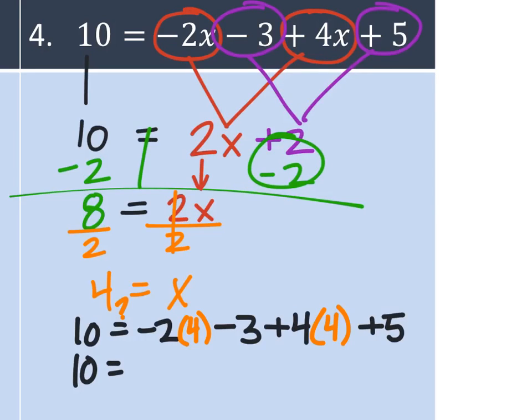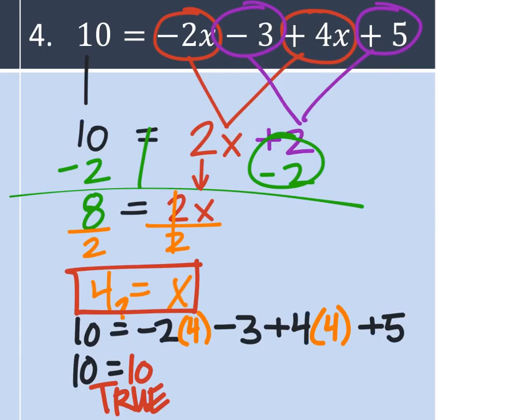So I'm going to my calculator. Negative 2 times 4 minus 3 plus 4 times 4 plus 5. And when I push enter on my calculator, it should be 10. It is. That's pretty nice. 10 does equal 10. That's true. Since it is true, now we know for sure that x does actually equal 4.